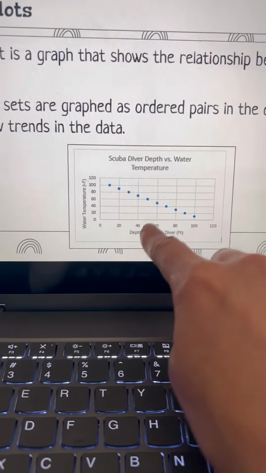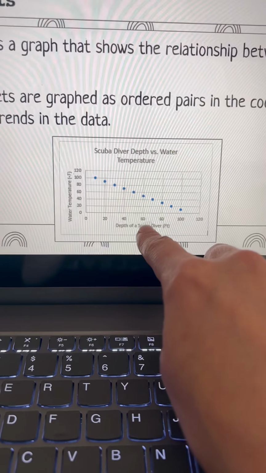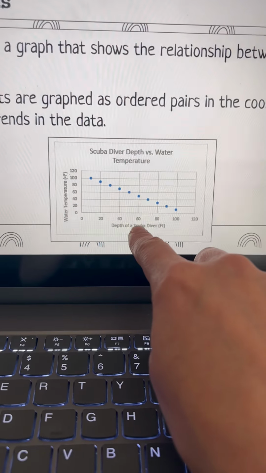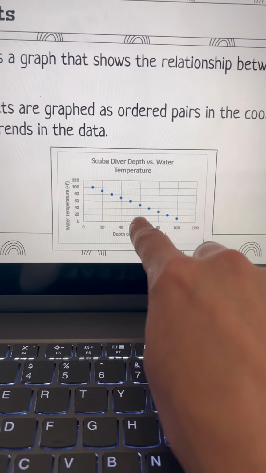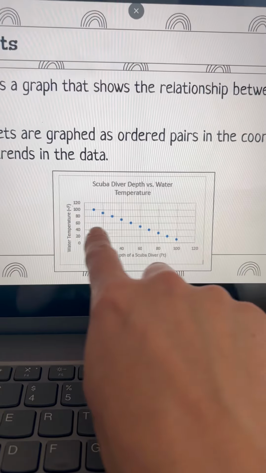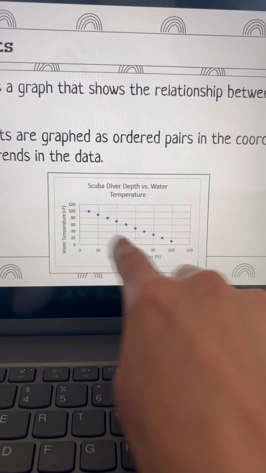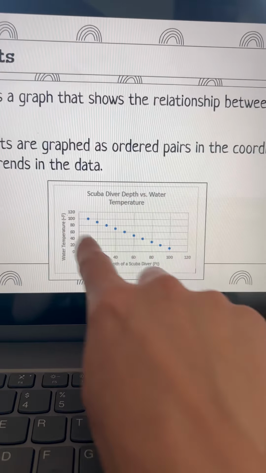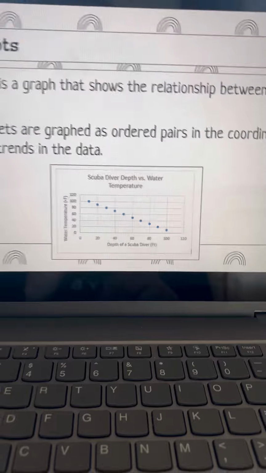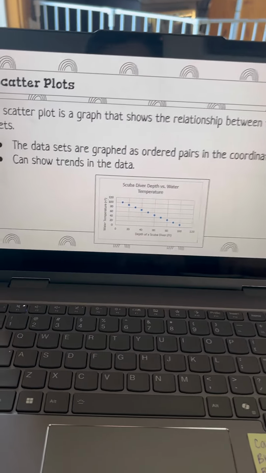So for example, if I'm just looking at this 60, a scuba diver can dive down 60 feet at a water temperature of about 50. So those 2 points are related together. How we get that point is those 2 variables put together. And it can show trends in the data.